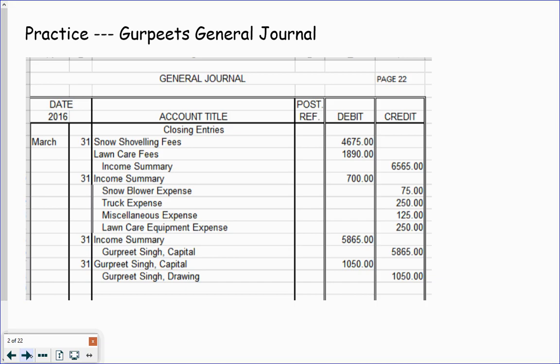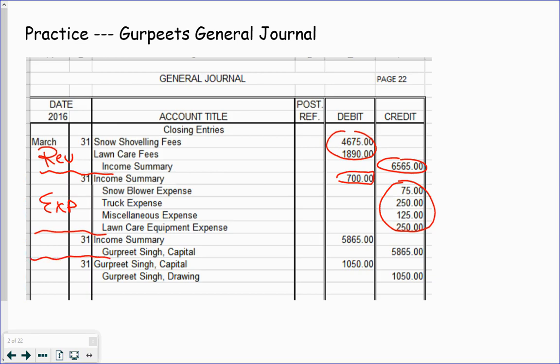So this is what we did yesterday. We closed the revenue. So the revenue were debited, income summary got credited. Notice debits equal credits. Okay. Then we closed our expenses. So the expenses got credited, income summary got debited. Again, debits equal credits. Okay.